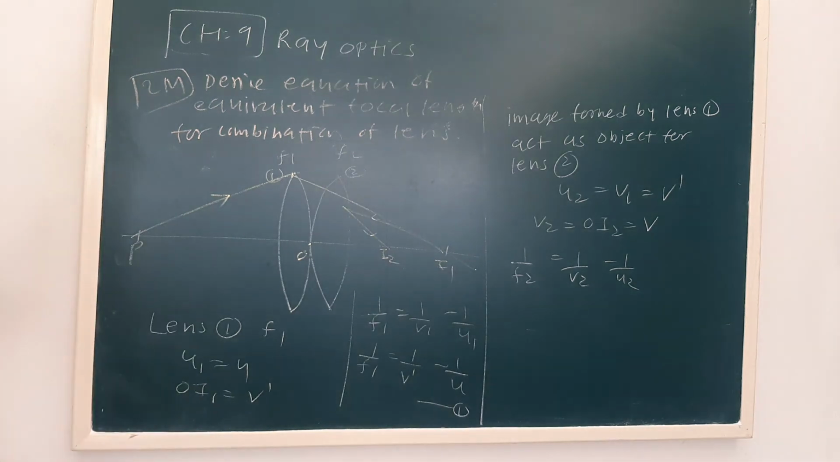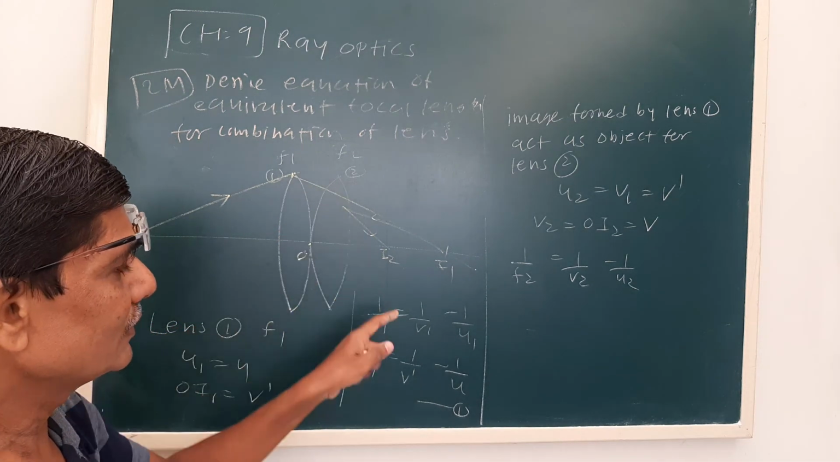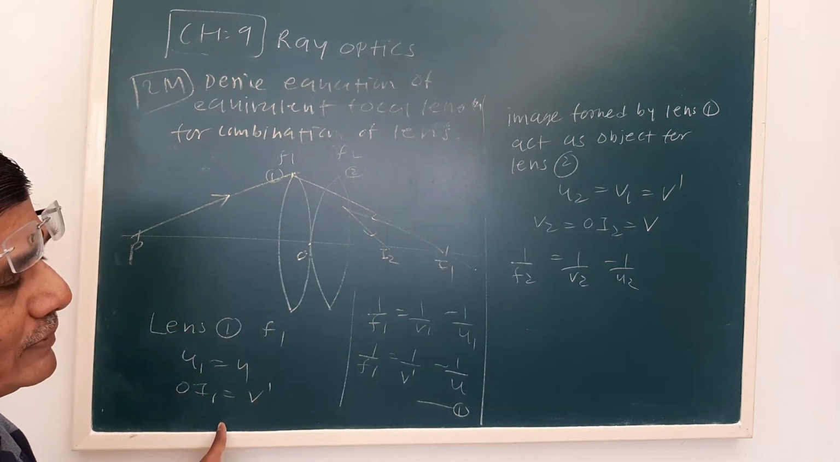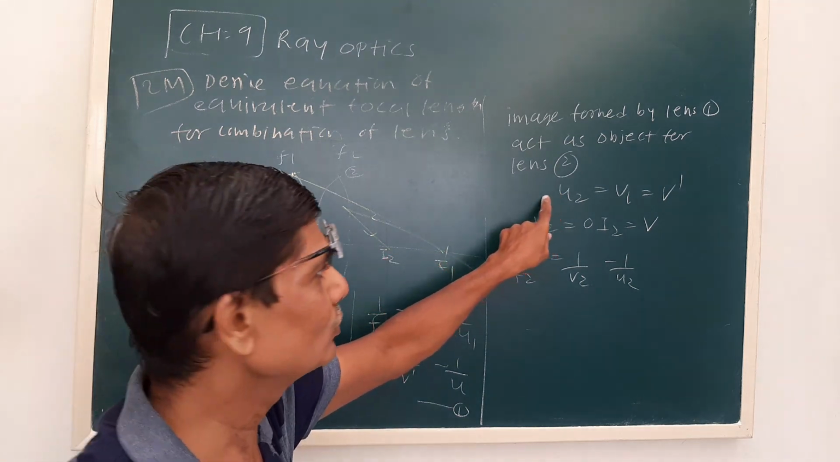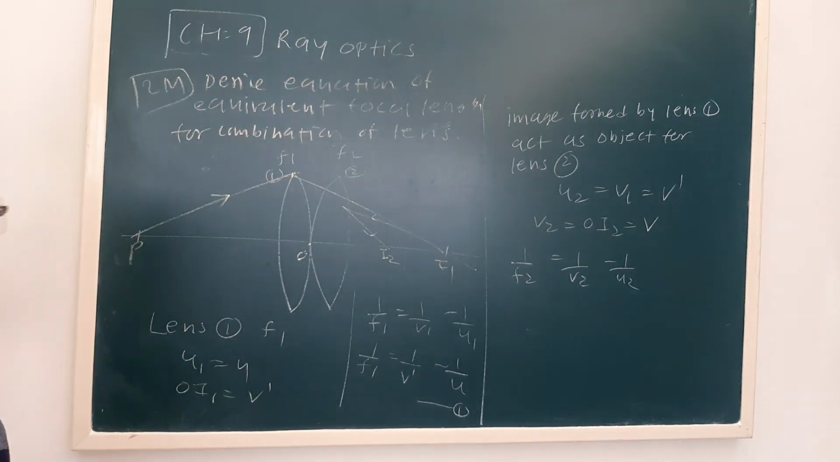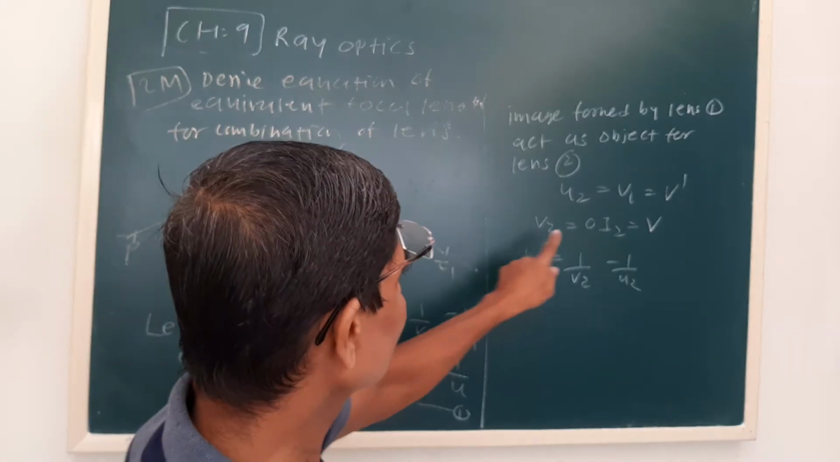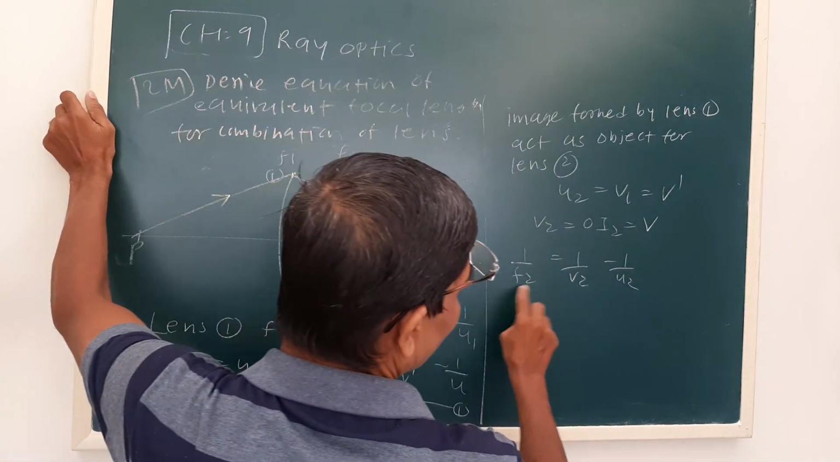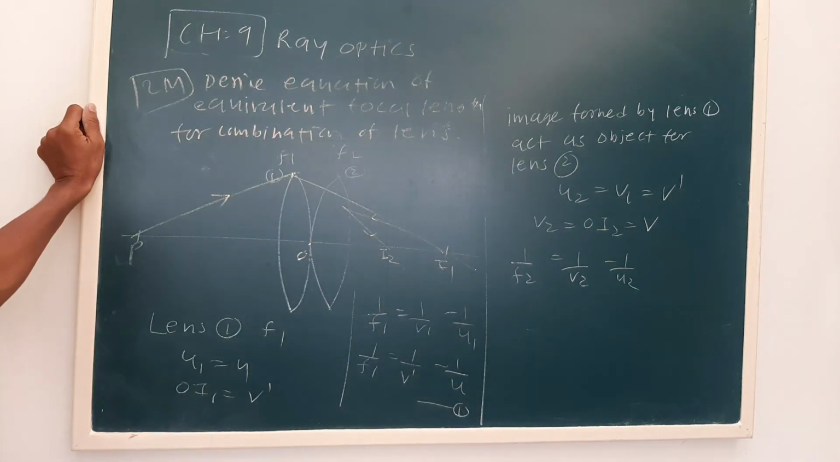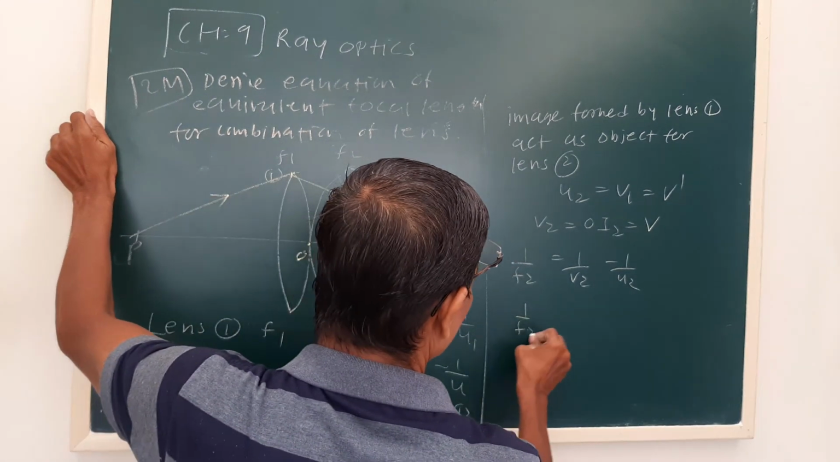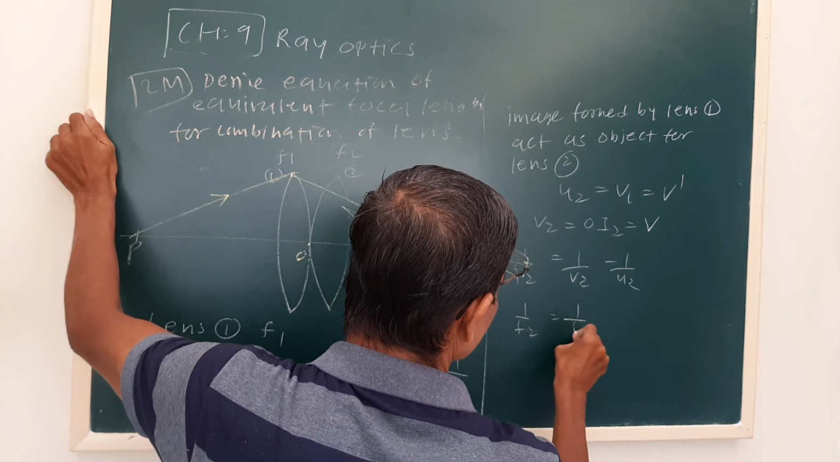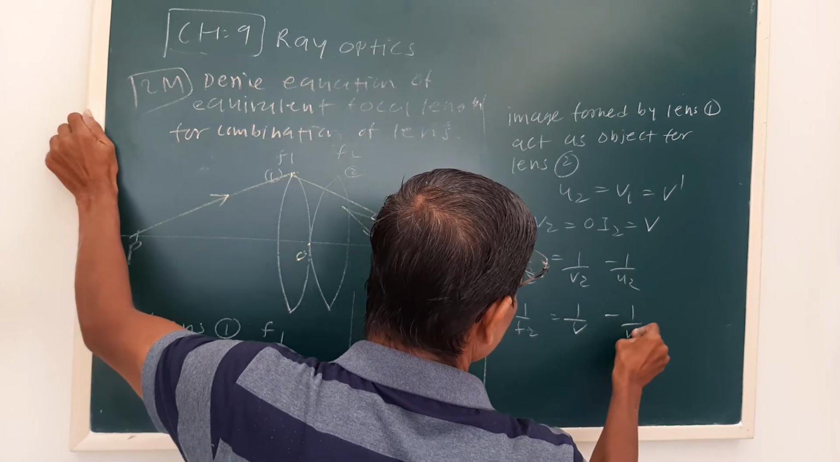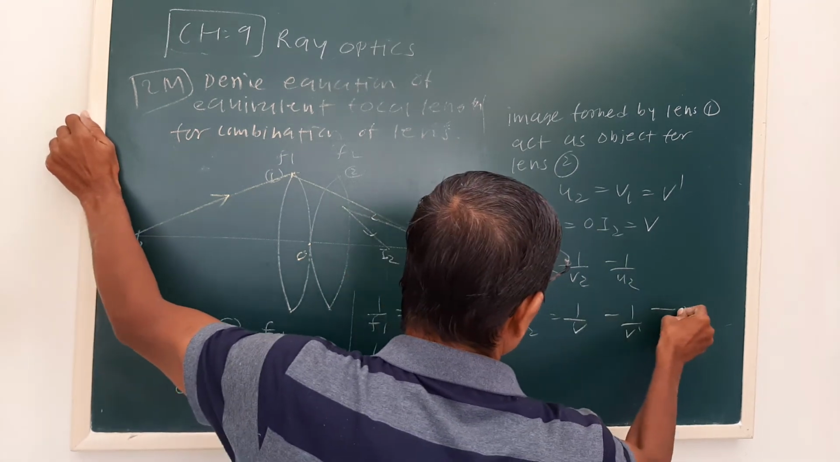Now for lens 2, it is 1 upon f2 is 1 upon v2 minus 1 upon u2. See, f2 is the focal length of lens 2. The image formed by lens 1 acts as an object for the second lens, so we can say u2 is v1, that is v dash. And the final image distance OI2 is v. So 1 upon f2 is 1 upon v minus 1 upon v dash. Now this is equation number 2.